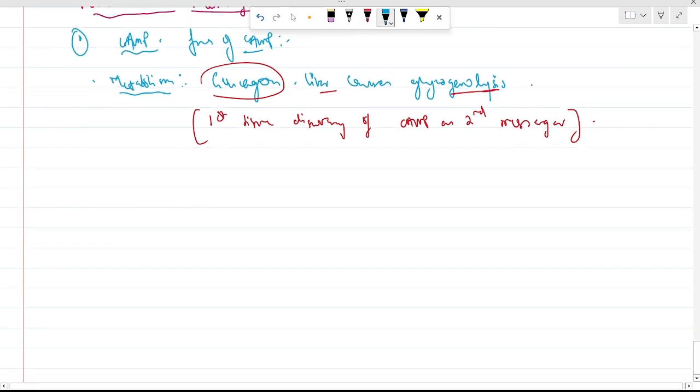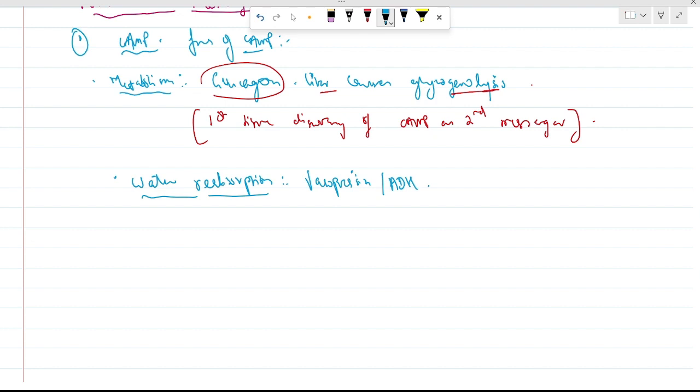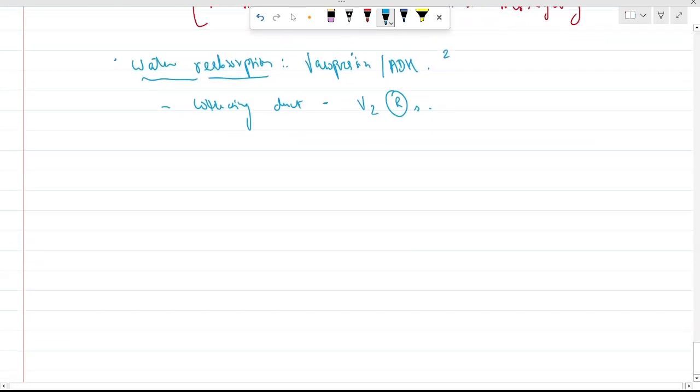Second, we are going to see water reabsorption. Water reabsorption occurs through the hormone vasopressin or antidiuretic hormone. Vasopressin or antidiuretic hormone acts through cAMP as the second messenger. Vasopressin or ADH acts at the level of the collecting duct, through which receptors? V2 receptors. So you need to remember the collecting duct, these are the V2 receptors.